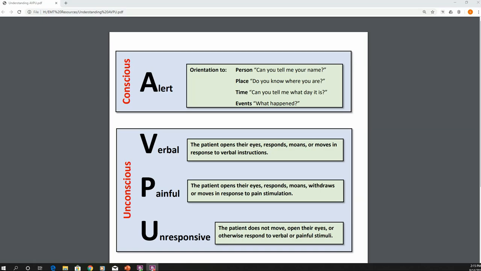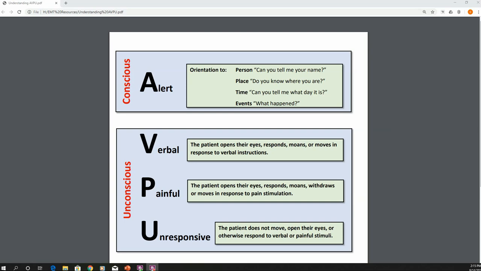And here it is. So the A in AVPU stands for alert, and any patient that is conscious, we would determine them to be alert. From there, we want to determine whether or not they're oriented. So you hear the phrase alert and oriented all the time, and this is where it comes into play. They're awake, they're talking to us, so we know that they're alert. Are they oriented to person, place, time, and events? And there's some sample questions there that would allow you to identify whether or not they are.